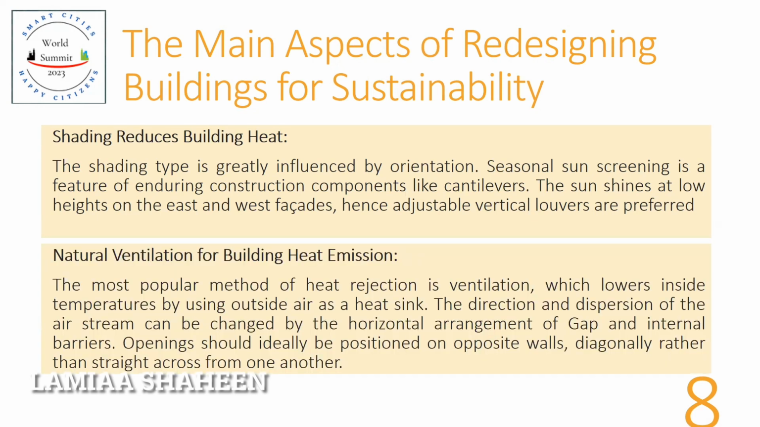Natural ventilation for building heat emission. The most popular method of heat rejection is ventilation, which lowers inside temperatures by using outside air as a heat sink. The direction and dispersion of the airstream can be changed by the horizontal arrangement of gaps and internal barriers. Openings should ideally be positioned on opposite walls, diagonally rather than straight across from one another.